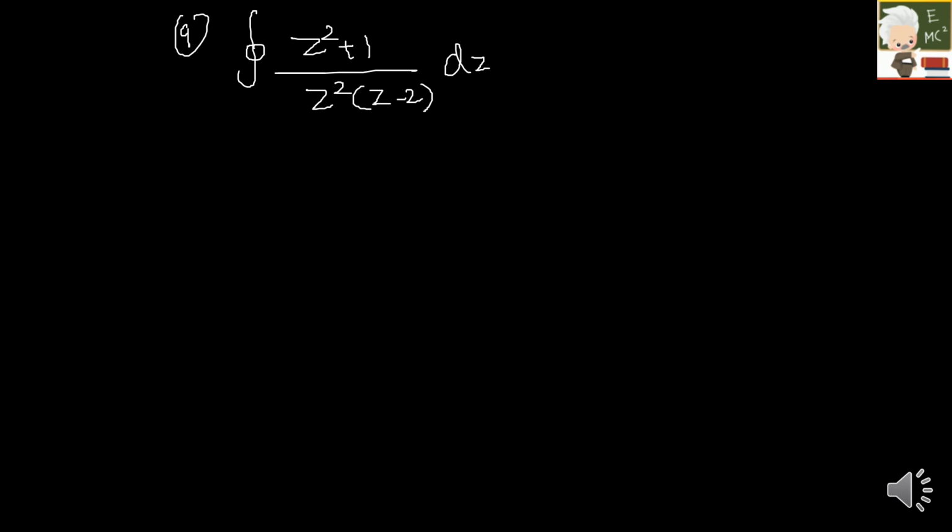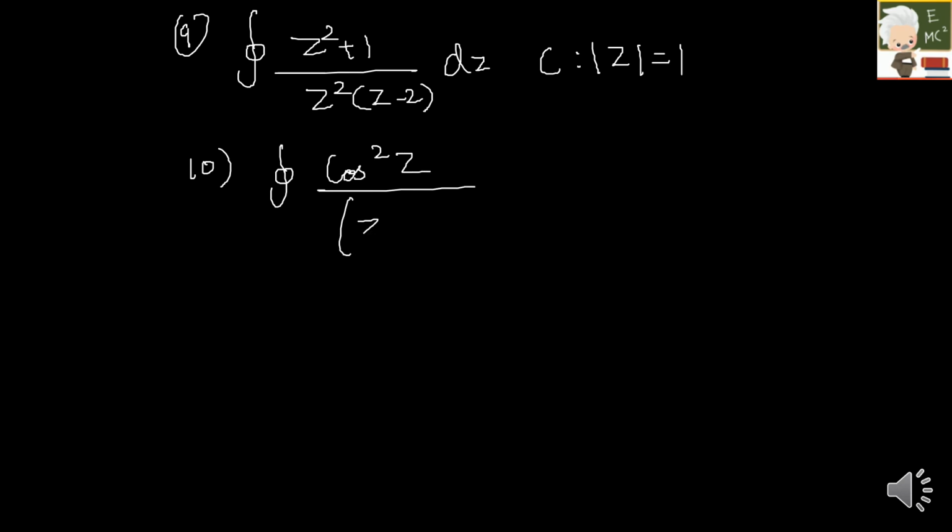Ninth question is the closed integral of (z square plus 1) divided by z square into (z minus 2) dz, and the contour is within the region |z| = 1. 10th question is the closed integral of cos square z divided by (z plus pi by 2) the whole square into dz, and the contour is |z| = 2. Just a few more problems.